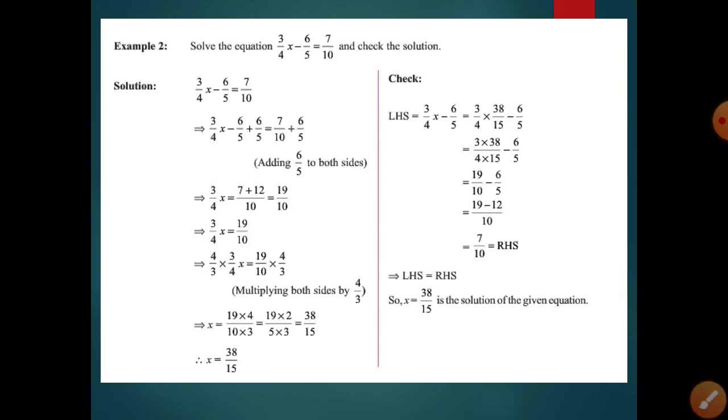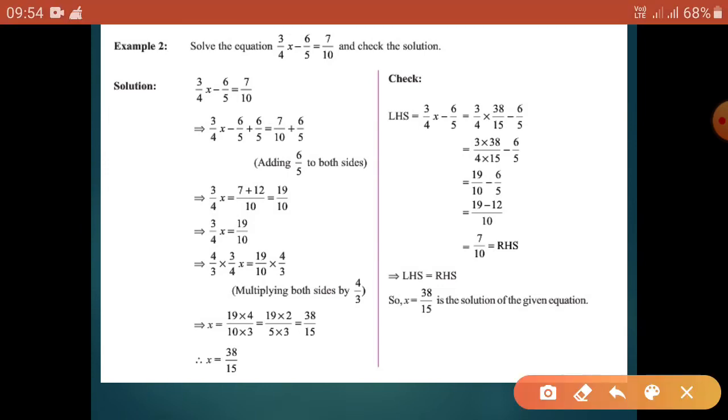Now we are taking some examples. Here the question is: solve the equation 3 by 4 x minus 6 by 5 equal to 7 by 10 and check the solution. So at first we have to find the value of x from this equation. Look at this equation: 3x by 4 minus 6 by 5 equal to 7 by 10. Okay, so here minus 6 by 5 is the extra term.